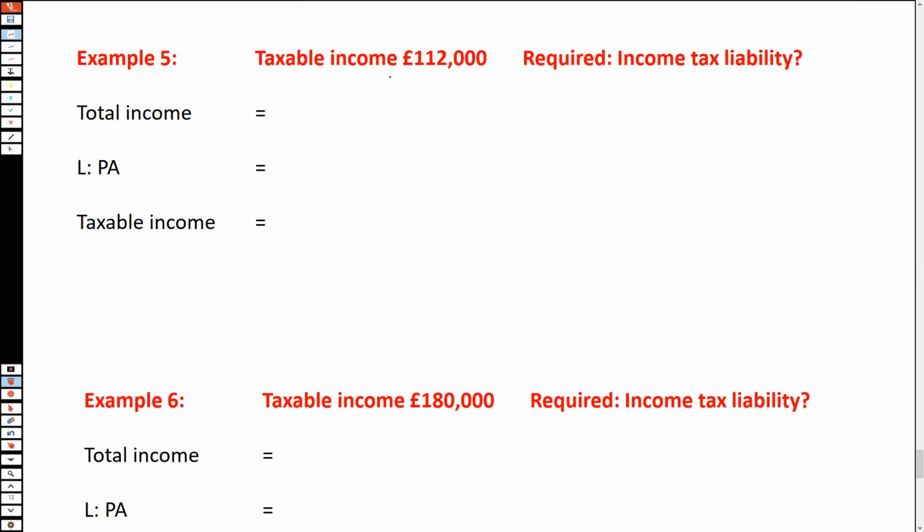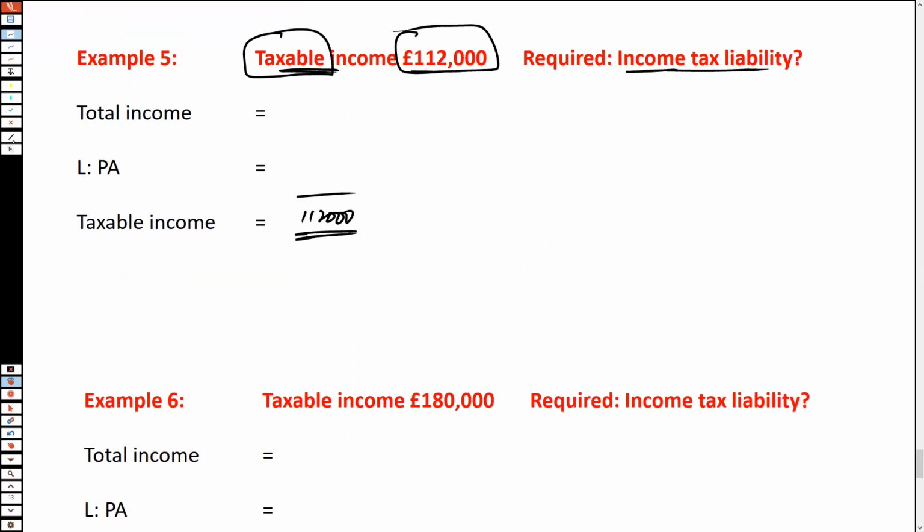Another example. Over here, the taxable income of 112,000 is directly given. It's not the total income. Basically, the taxable income is directly given in the question, and the requirement is to calculate the tax liability. Before the calculation, you can see that this taxable income is more than the basic rate band limit of 37,700 pounds, but it's less than the second band limit of 150,000. How do we calculate the tax liability?